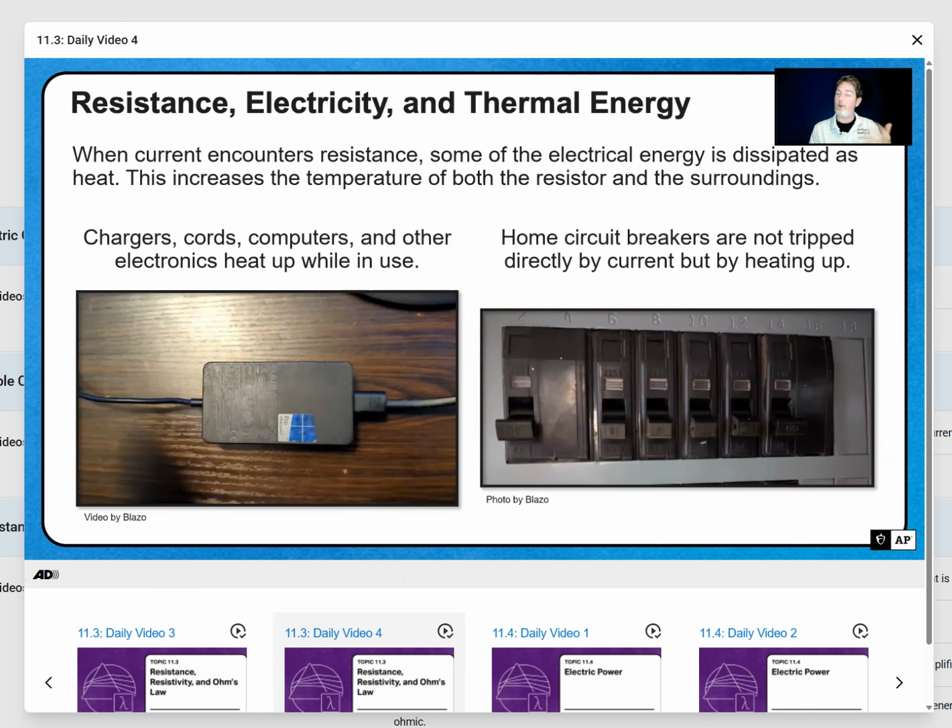So the trick is that when conductors increase in temperature, when they're dissipating all this extra heat, the resistivity of the material tends to increase.